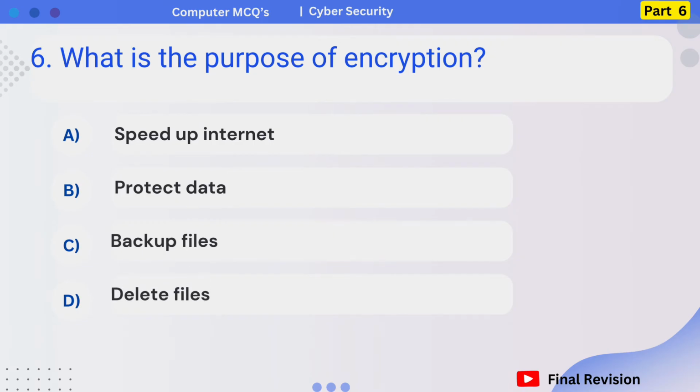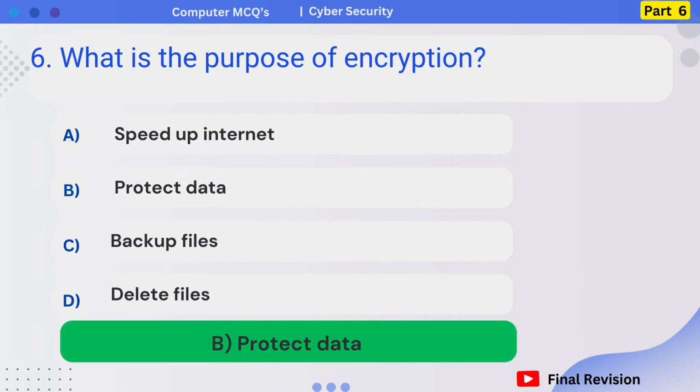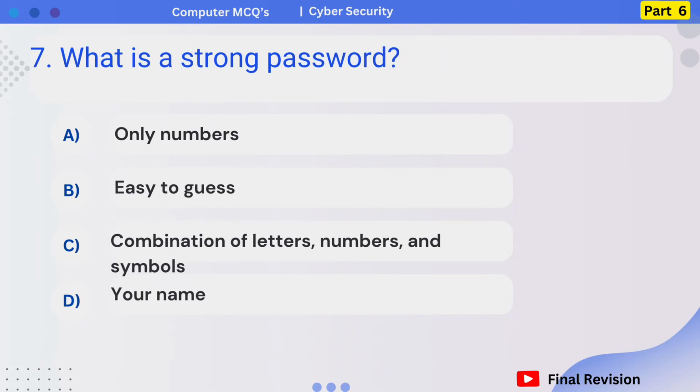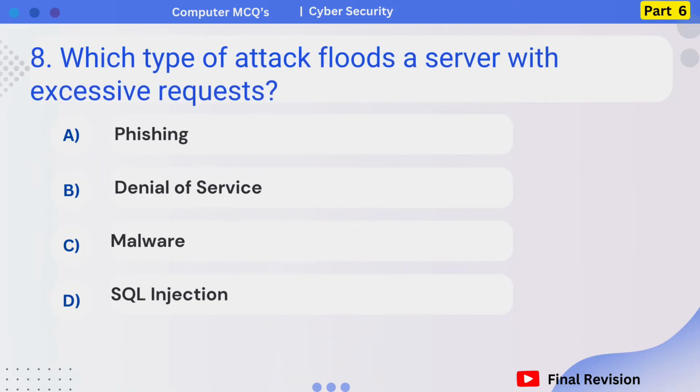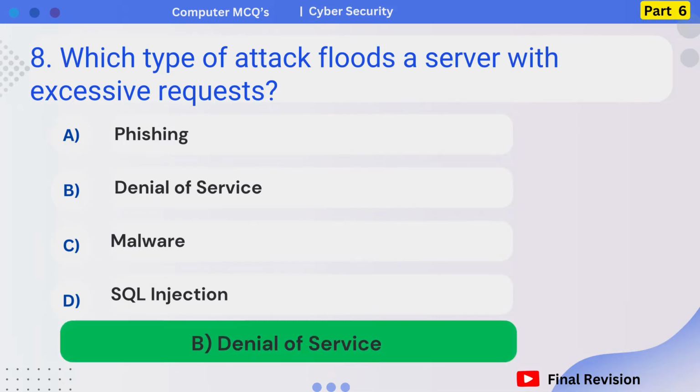Question 6. What is the purpose of encryption? B. Protect the data. Question 7. What is a strong password? B. Combination of letters, numbers, and symbols. Question 8. Which type of attack floods a server with excessive requests? Option B. Denial of service.